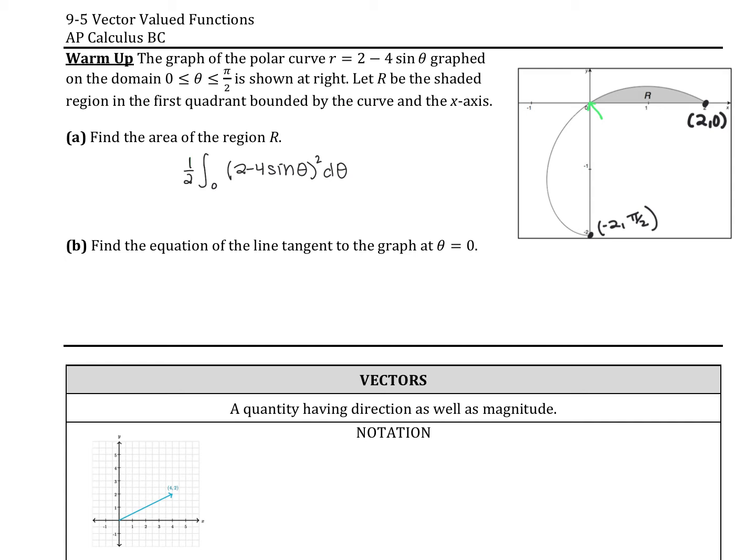And the way I'm going to go about doing that is I'm going to set 0 equal to 2 minus 4 sine theta, because that's what the value is right there, and I'm going to solve. Solving this, I get that 1/2 equals the sine of theta. And sine of theta is 1/2 when theta is pi over 6 or 7 pi over 6, but that doesn't fall in our bounds. So pi over 6 is the upper bound that I'm going to use.